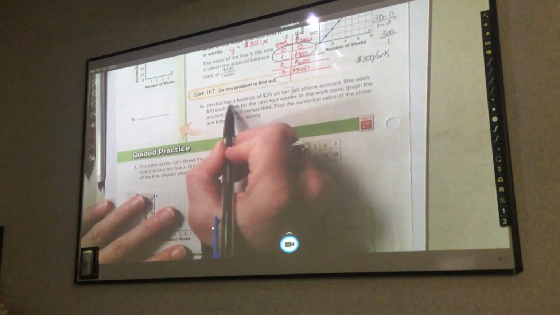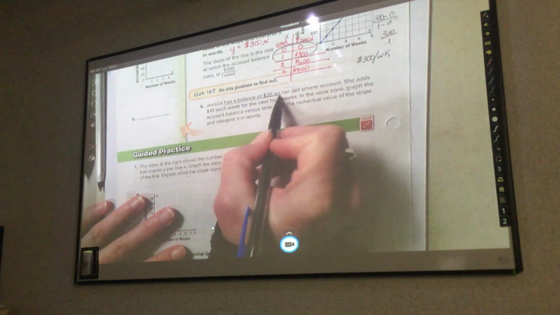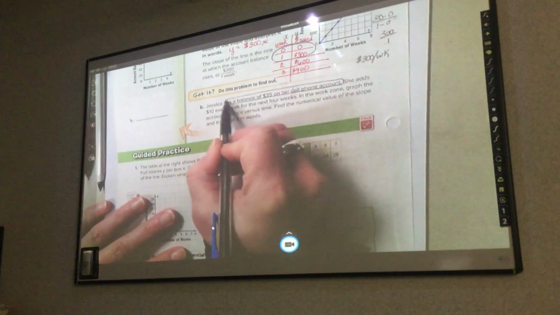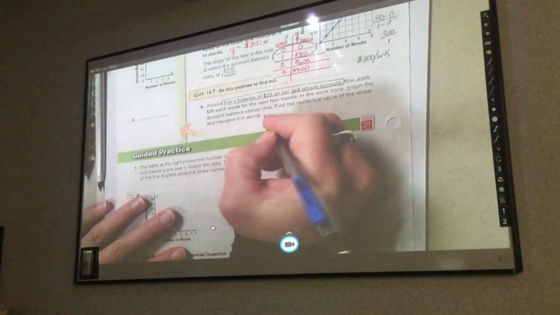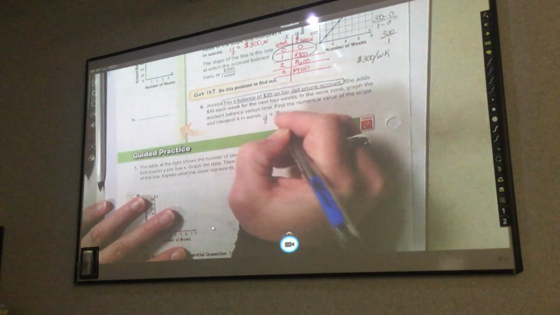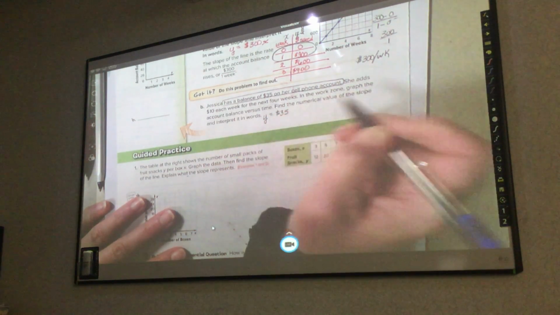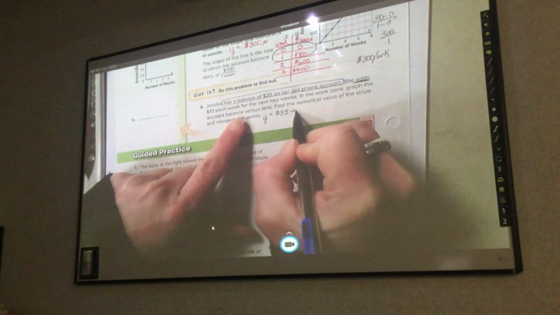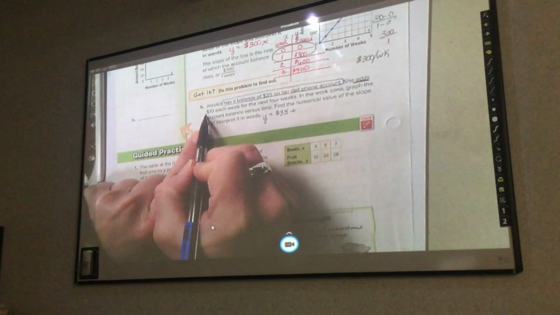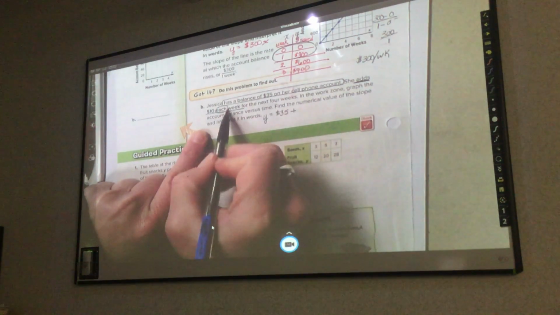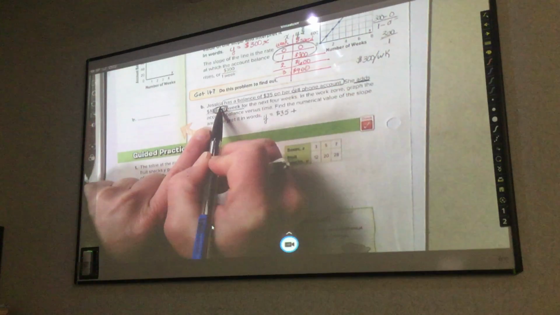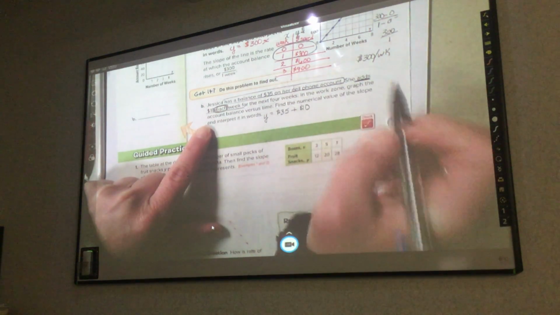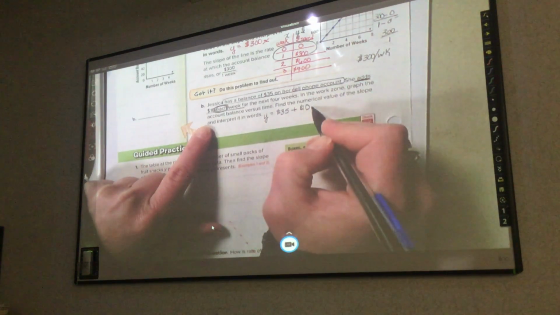Jessica has a balance of $35 on her cell phone account. So does she have something to start with? Yes. So we're gonna start Y equals, she's starting with $35. She adds, it's a plus, $10 each week. Each means multiply. So it's plus $10. Now, do I know how many weeks? X.